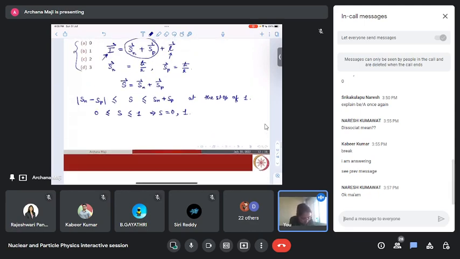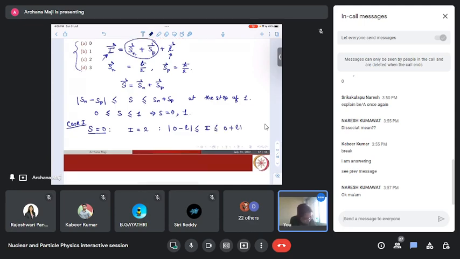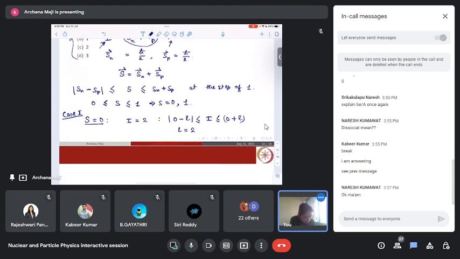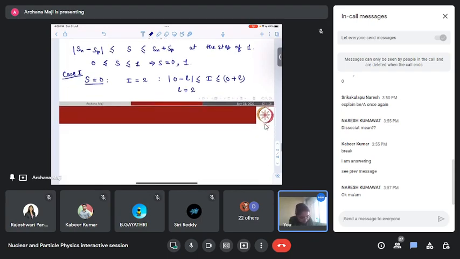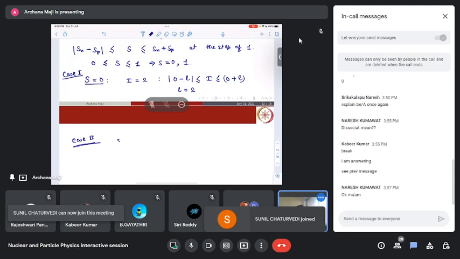So if S is equal to 0, let us see what are the possible values of L. I is equal to 2, and so it can run from mod of 0 minus L to 0 plus L, but I is 2, so the only possible value that L can take is 2 for S equal to 0.